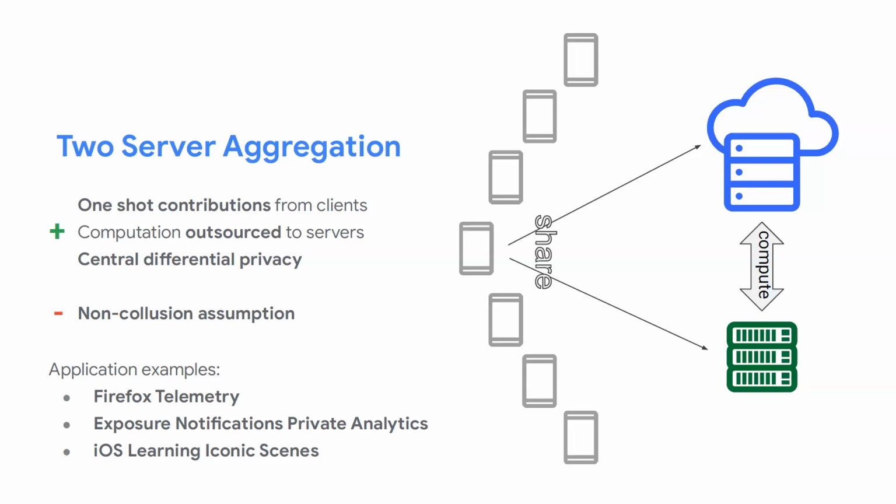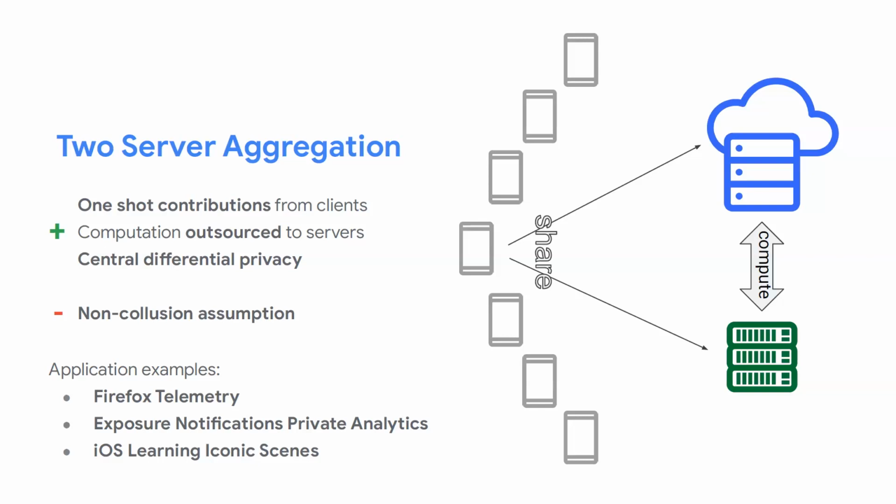And this two-server model has actually been used in several applications, starting with Firefox, considering this for their telemetry collection. Then this model was the one that was used in the exposure notifications private analytics that were running alongside the exposure notifications app that Google and Apple had jointly developed. And more recently, there is a blog post from Apple showing how this two-server model is used for learning iconic scenes in some of their photo apps. So I think this two-server model, which comes with this maybe not optimal collusion assumption, is appropriate in settings where you already have multiple parties that have incentives to collaborate in this aggregation setting. And once you are in these multi-party settings, maybe you can assume that this two-server model is not so unattainable in practice, right?